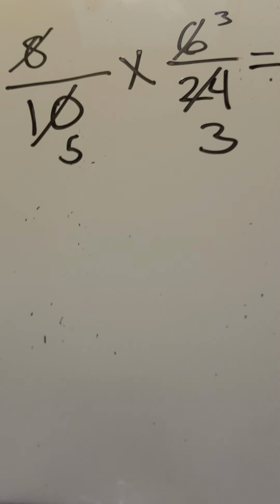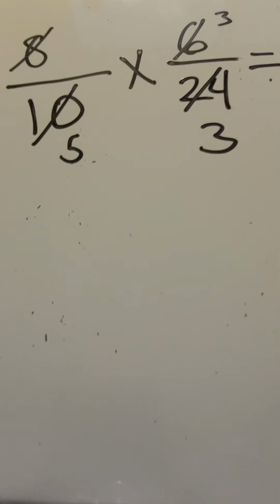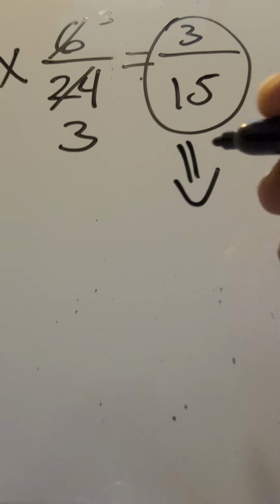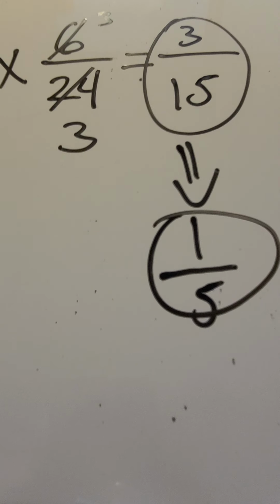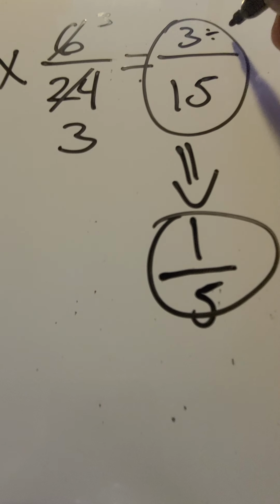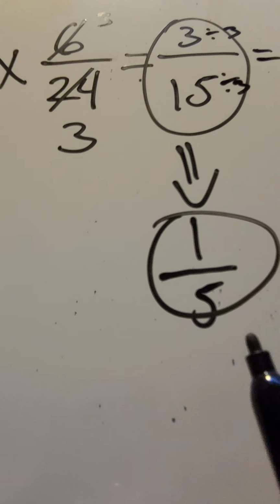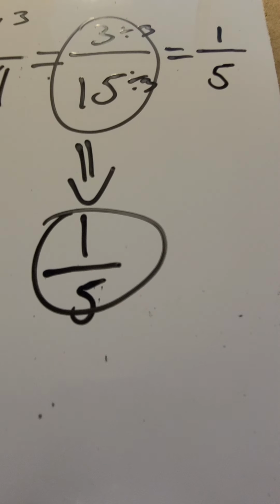We're back. So now we just multiply. We got 1 times 3 is 3. 5 times 3, 15. So we got 3/15, which is also the same as 1/5 when reduced. So we take this, divide by 3, and take that, divide by 3. 3 divided by 3 is 1. 15 divided by 3 is 5. Same answer, ladies and gentlemen.